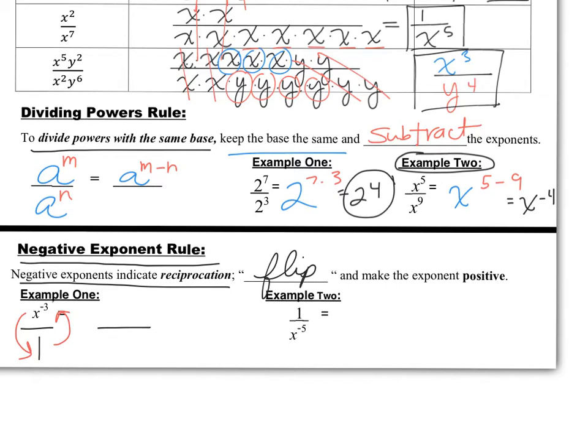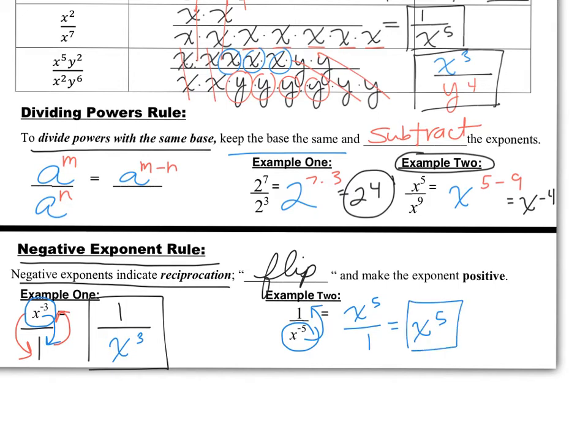it's basically taking that entire portion and moving it to the other side. So what's now going to be on top is the 1, and on the bottom I'm going to have x to the 3rd power, and it's now positive. Looking at a second example, again, if I flip and make the exponent positive, we now have x to the 5th power on the top and 1 on the bottom, which is the same as x to the 5th power.